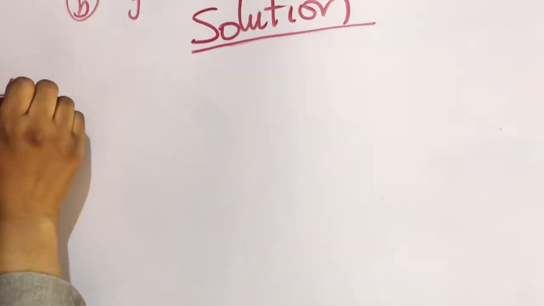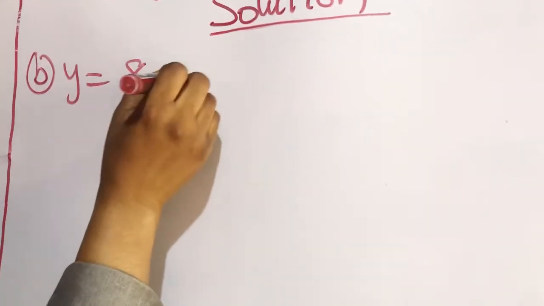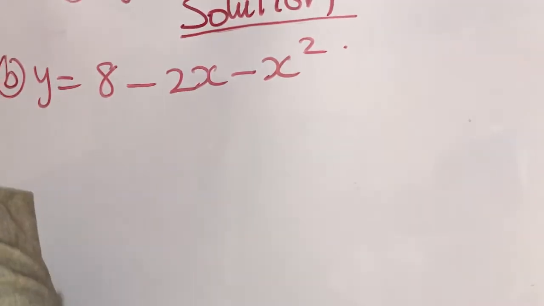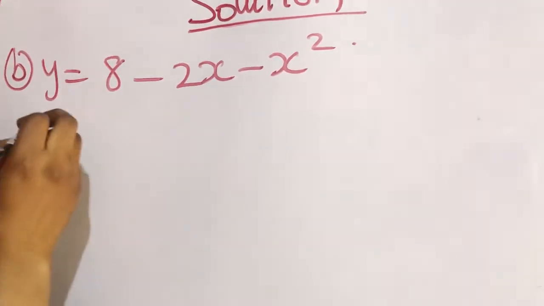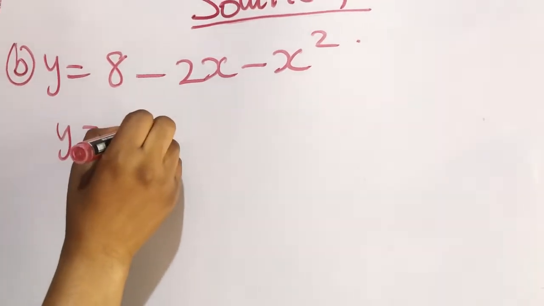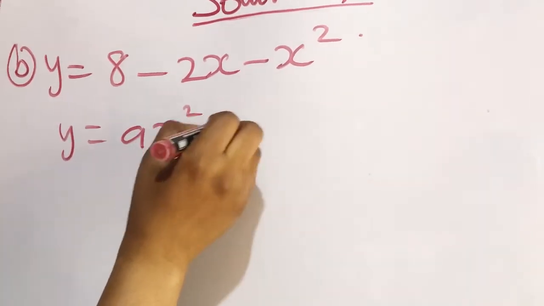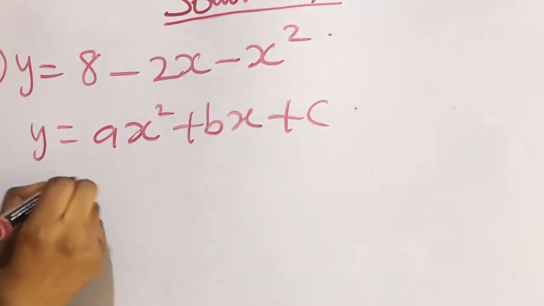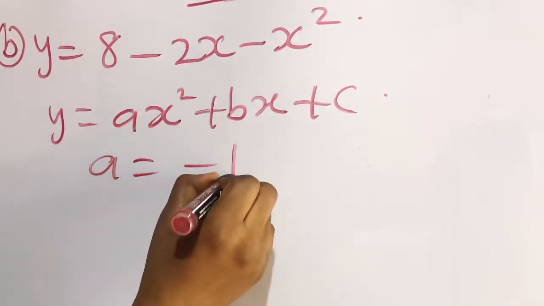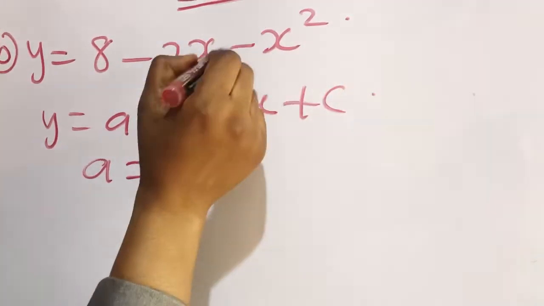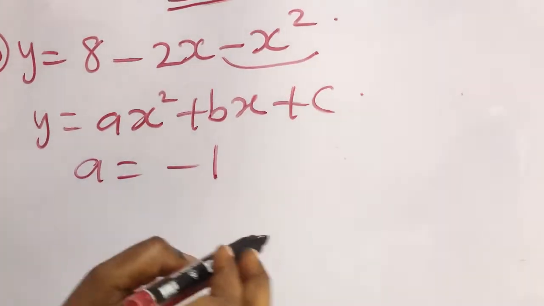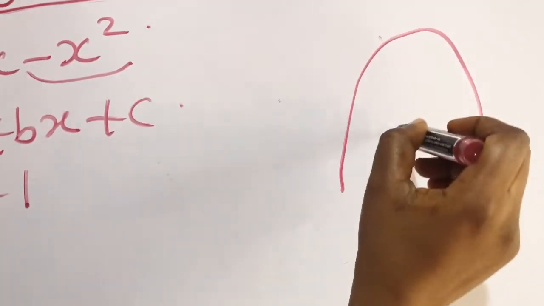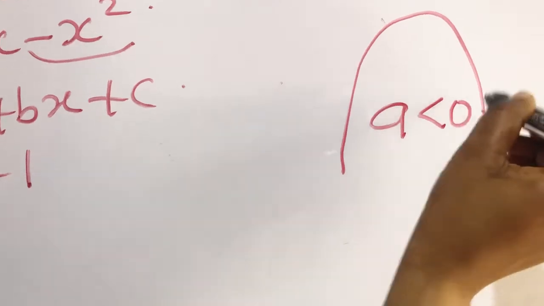B, y is equal to 8 minus 2x minus x squared. If you look at this one very well, we compare it with y is equal to ax squared plus bx plus c. You can see that a is equal to minus 1. The coefficient of x squared is minus 1. That means the graph will look down. The U-shape will look down, that is when a is less than 0.